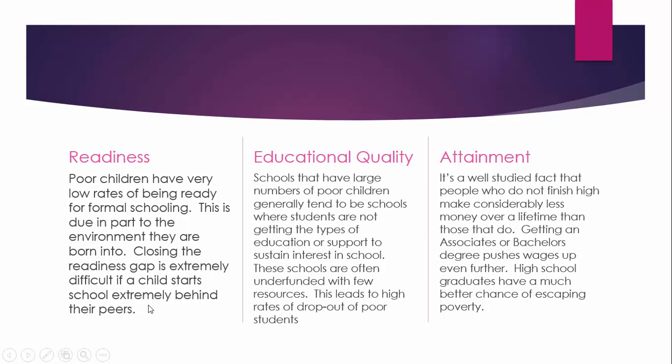Children need to be ready to be able to go to school. Closing the gap is extremely difficult. The child starts significantly behind their peers. Educational quality: schools that tend to be in low-income areas tend to be poor schools with poor teachers, unfunded. Students don't want to go there. Sometimes they're unsafe. They check out. They don't finish, and then that leads to low attainment.